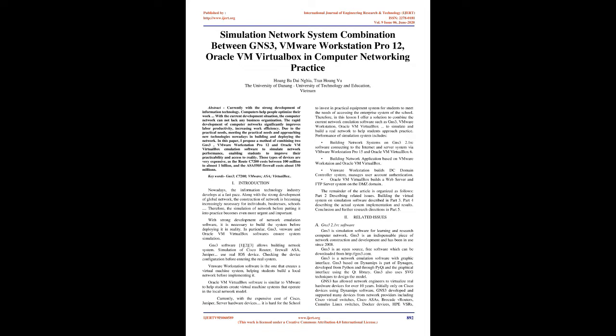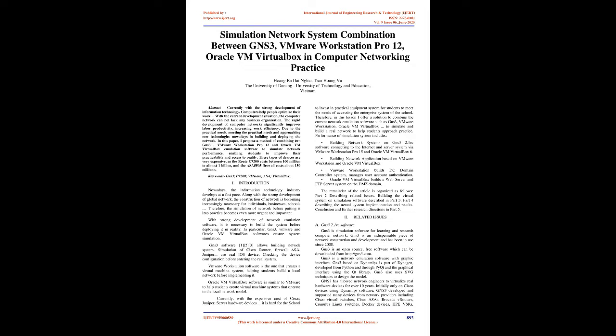Keywords: GNS3, C7200, VMware, ASA, VirtualBox. Introduction. Nowadays, the information technology industry develops at a fast pace. Along with the strong development of global network, the construction of network is becoming increasingly necessary for individuals, businesses, schools. Therefore, the simulation of network before putting it into practice becomes even more urgent and important.